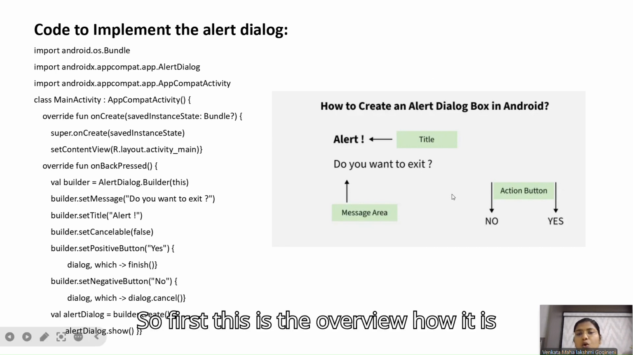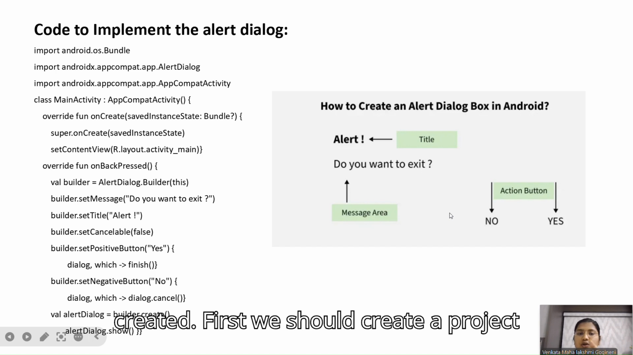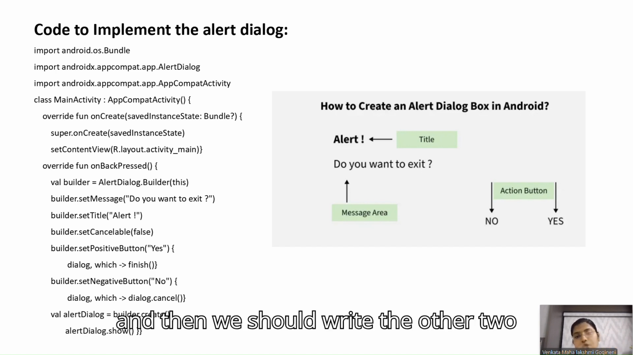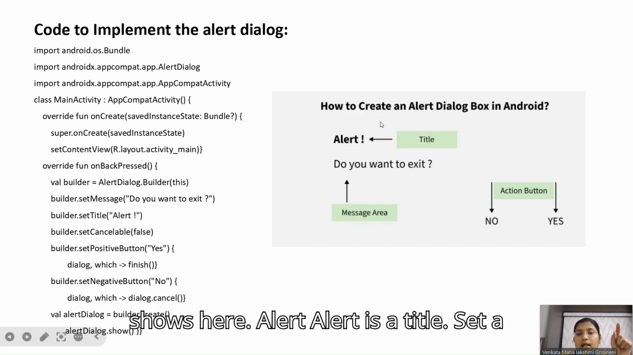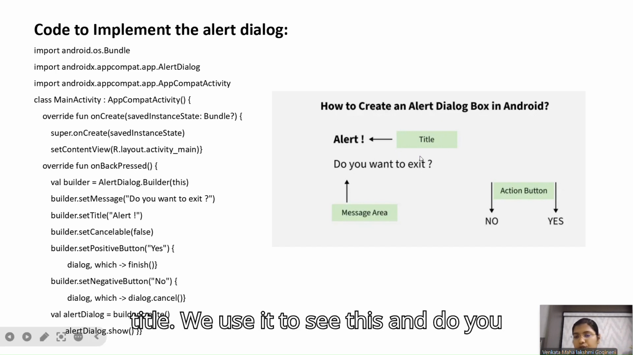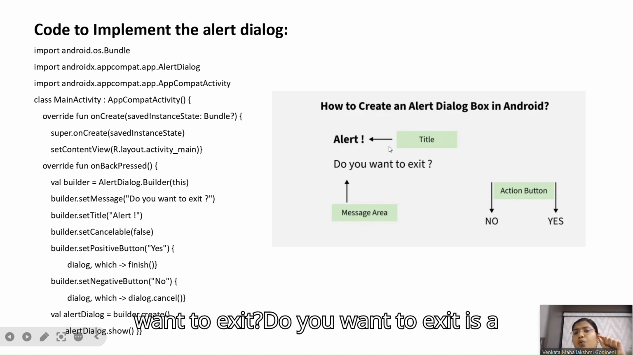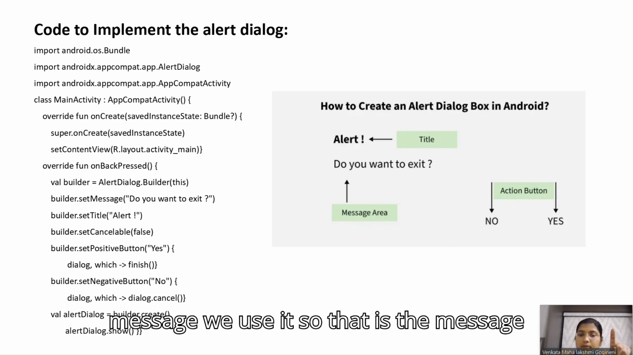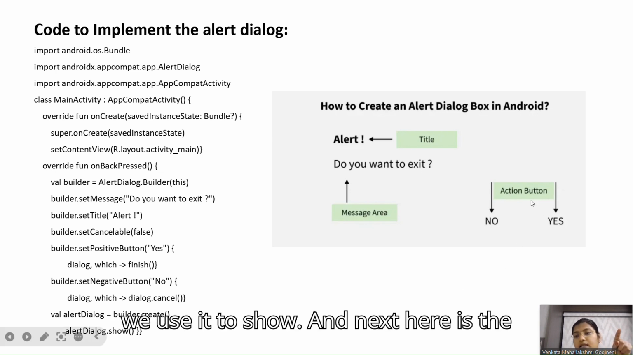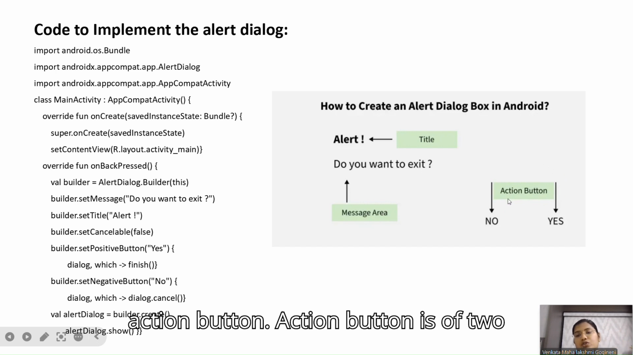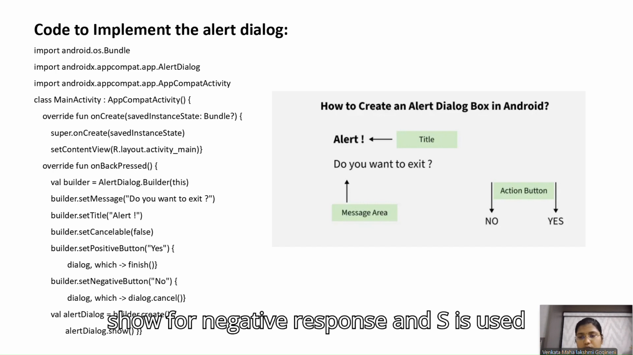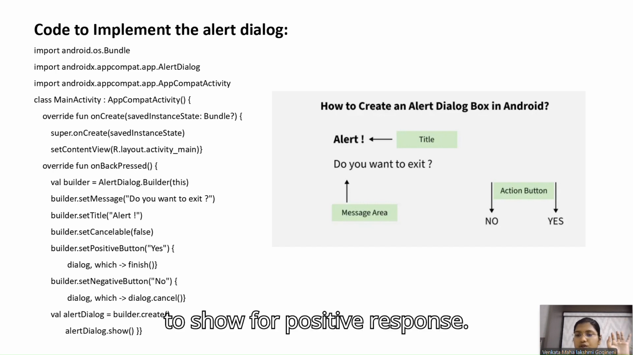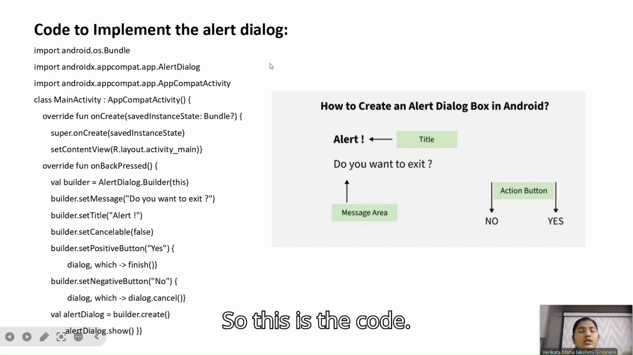So first, this is the overview of how it is created. First we should create a project, then write the other two files and then implement. Then it shows here an alert. Alert is the title; we use set title for this. And "Do you want to exit?" is the message we use to show. And next here are the action buttons. The action buttons are of two types, No and Yes. No is used to show a negative response and Yes is used to show a positive response.